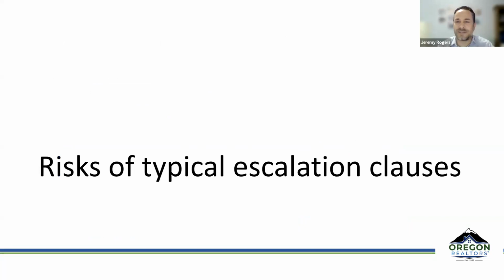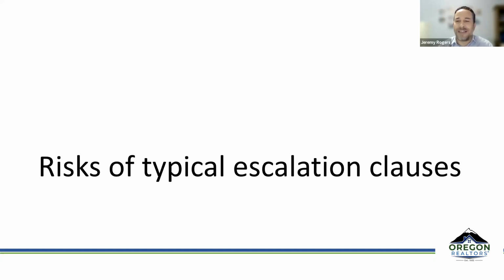What are some risks associated with escalation clauses? Now, obviously, there are advantages. A buyer would use an escalation clause because they want to have a competitive offer and they want to get the home. By communicating to the seller, "Hey, I'm willing to beat competing offers and even give you a little bit of margin over that," the buyer is positioning themselves to be more likely to win that bid.